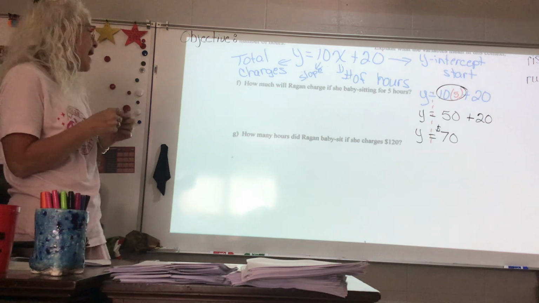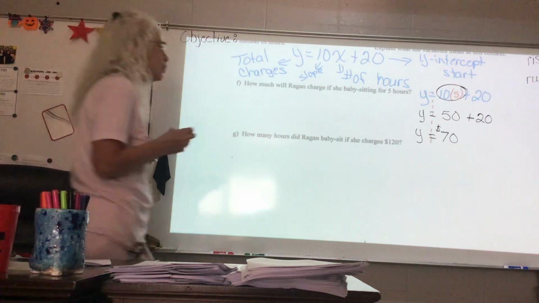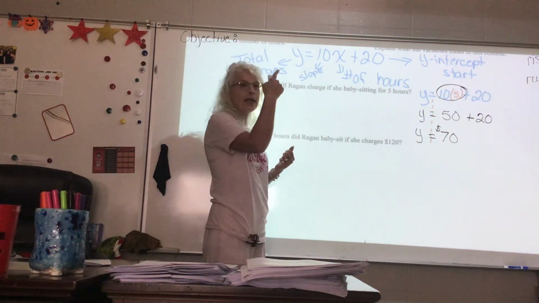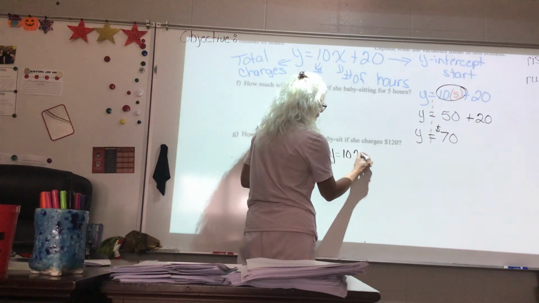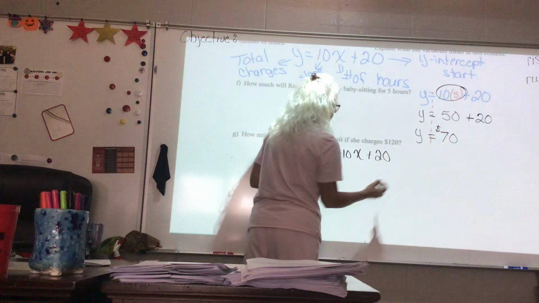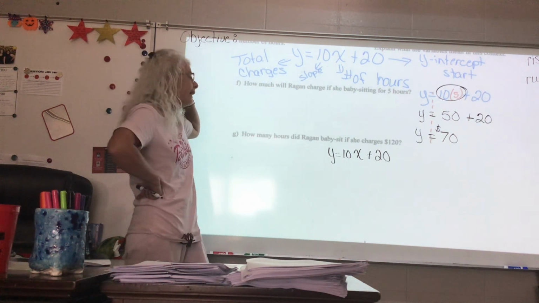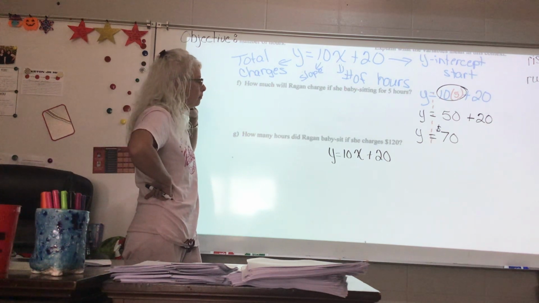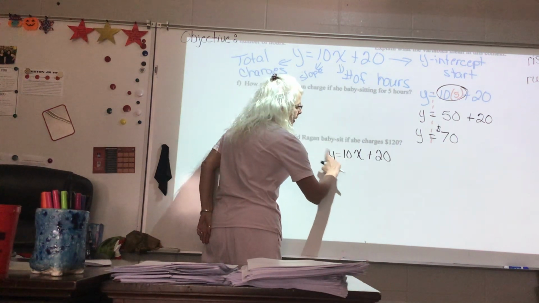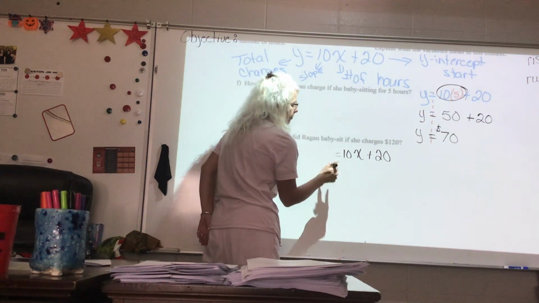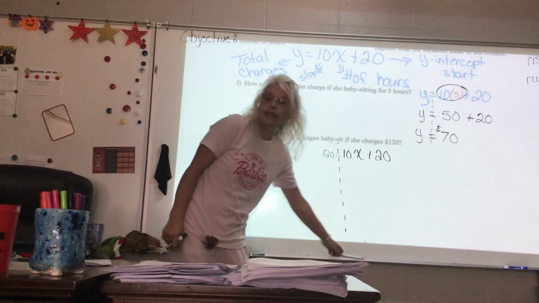Part G, how many hours did Reagan babysit if she charges $120? So copy and paste your equation. Now, which variable is the money? The x or the y? The y. So I'm going to erase what variable? And what am I going to substitute in its place? 120. Find your equal sign and dot it.